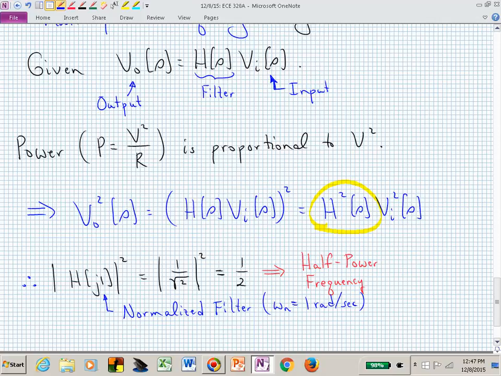So somebody might say, what's the half power frequency? And in that transfer function, you would say, oh, that's omega equal to 1. They might say, what's the break frequency? What's the cutoff frequency? Those are all consistent questions. And they are all answered with omega naught equal to 1, or omega sub n is equal to 1. Questions on that?